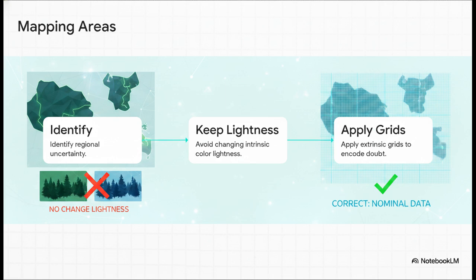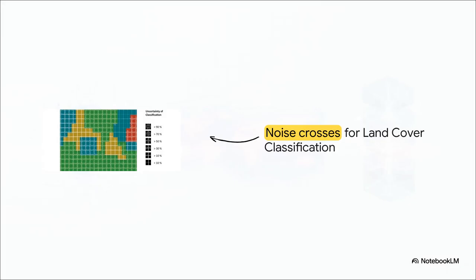Why? Well, because if you simply change the lightness of an area's color, someone might mistakenly think a lighter green means a completely different type of forest. It completely breaks the fundamental rules of mapping nominal data. So to solve this, we apply extrinsic grids. To pull this off, cartographers deploy what are called noise crosses right over the map's grid. The larger and denser a white cross is, the more uncertain the classification data is for that specific patch of land. We are literally engineering intentional visual disorder to warn the user. But, and this is key, we are doing it without destroying the underlying color coding that tells them what type of land cover they are looking at in the first place.